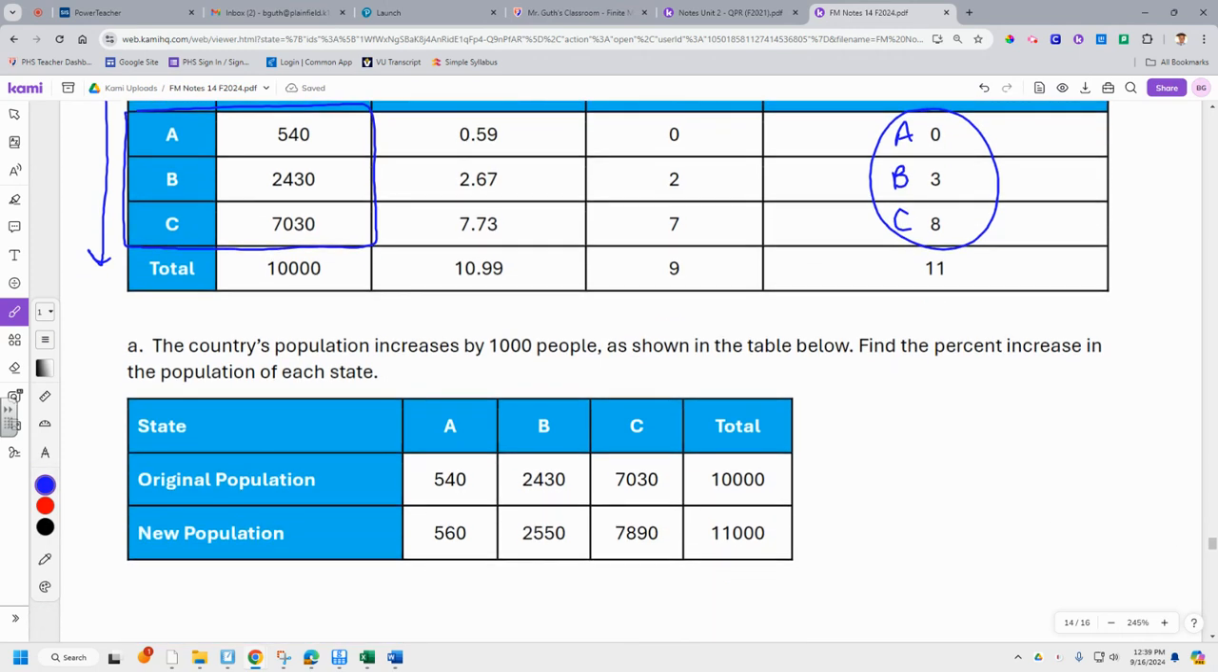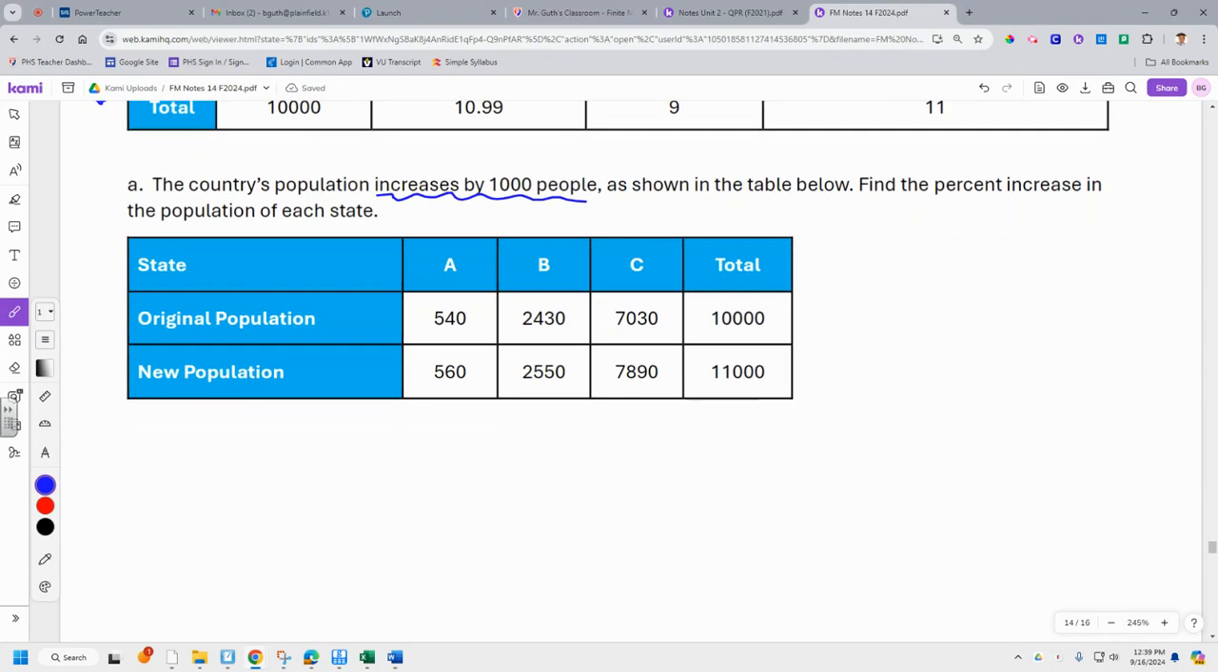The country's population increases by 1,000 people, as shown in the table below. Find the percent increase in the population of each state. Percent increase, you would have talked about in algebra class, or percent change, whether it's increase or decrease. But the percent change, in this case increase, is always going to be change over original. That's how you would find the percent increase.